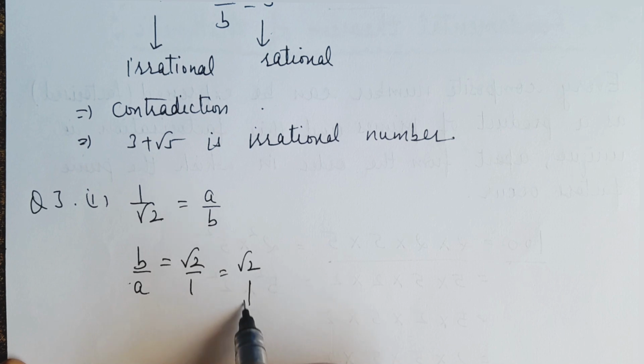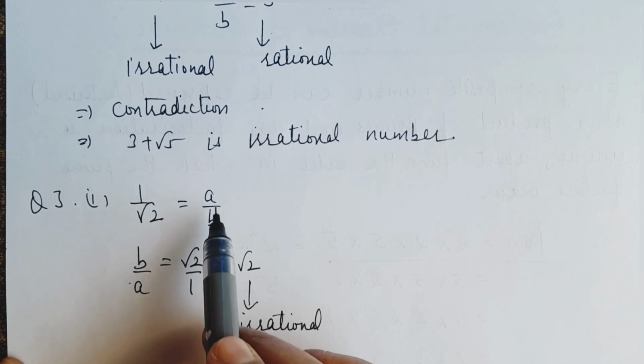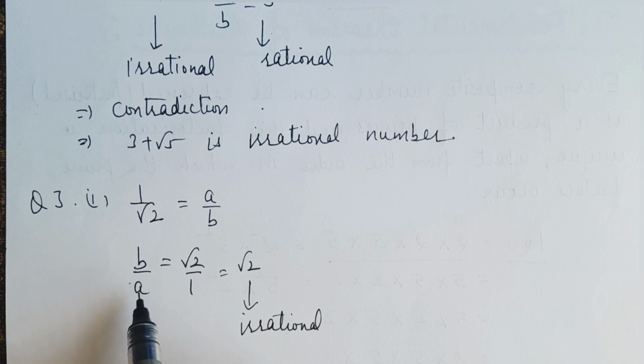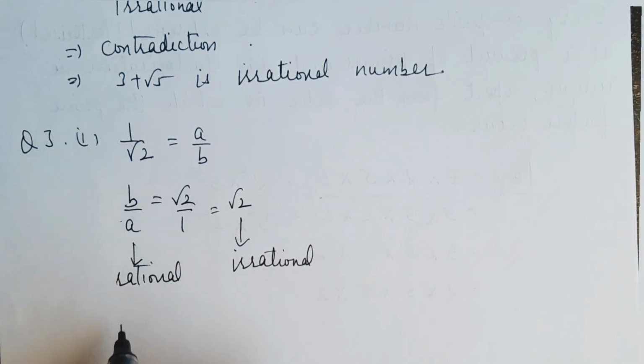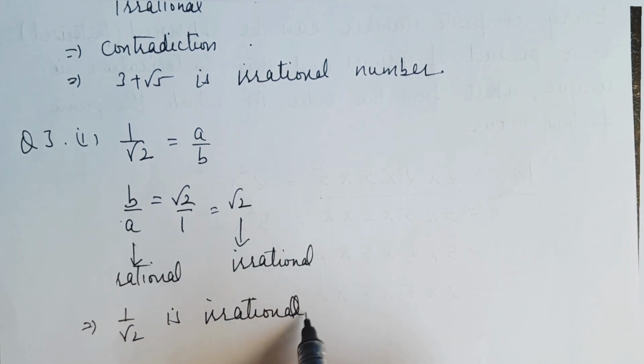Now root 2 is an irrational number. We have proven earlier that this is irrational. But b by a, because a by b is a rational number, b by a is also a rational number, because both are integers, and if we divide integers by integers we get a rational number. So the left side is rational but the right side is irrational. That means it is again not possible. So 1 by root 2 is irrational. Contradiction came here also. All the questions we will prove similarly.